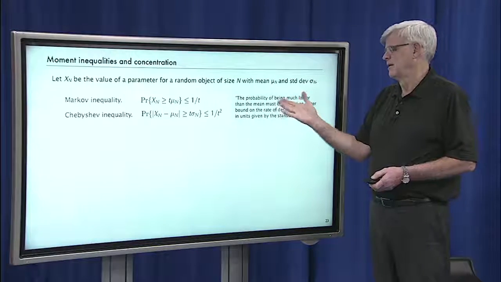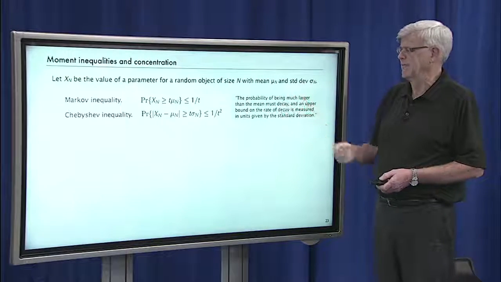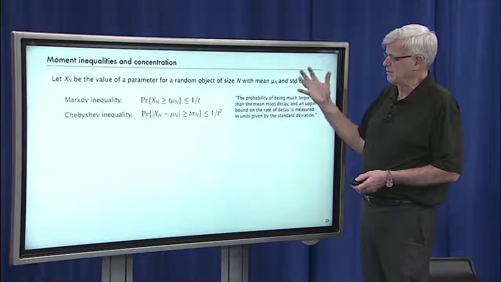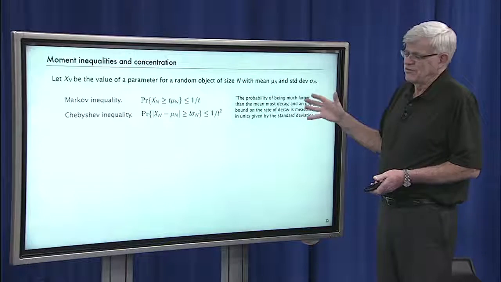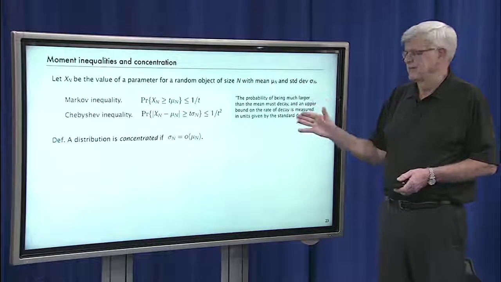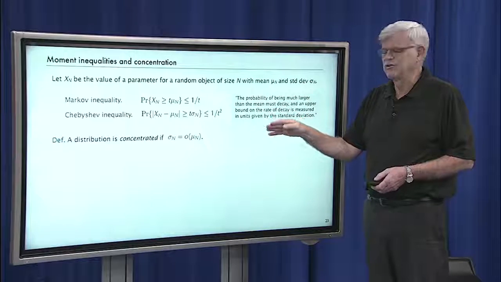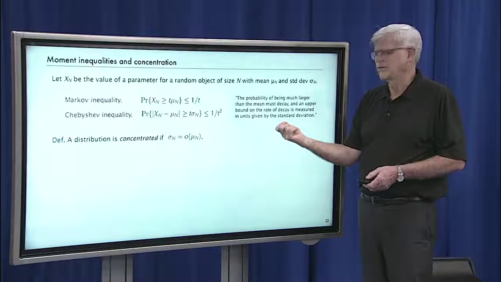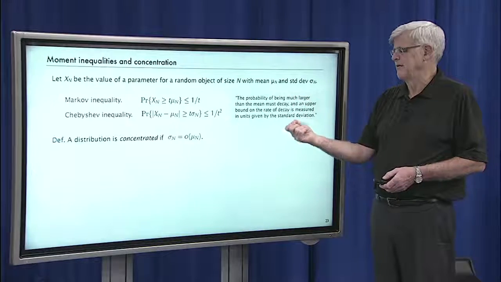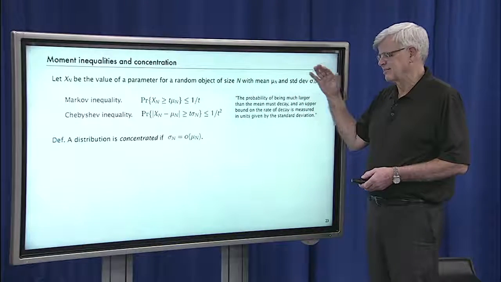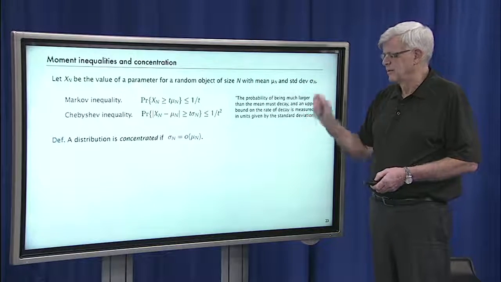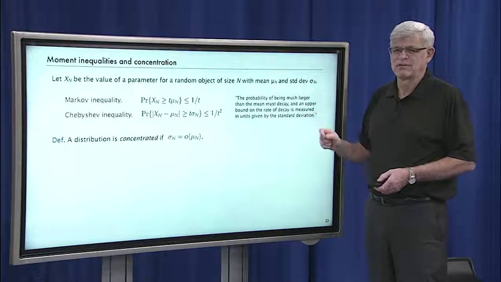Actually, we can get much more accurate results than these for many of the things we study because we have the full distribution, but still the basic idea is the same. And what we say is that if the standard deviation is of smaller order of growth than the mean, then we call the distribution concentrated, because it means that as n gets larger, the average value tends towards the mean. We can think of the mean value as a typical value.